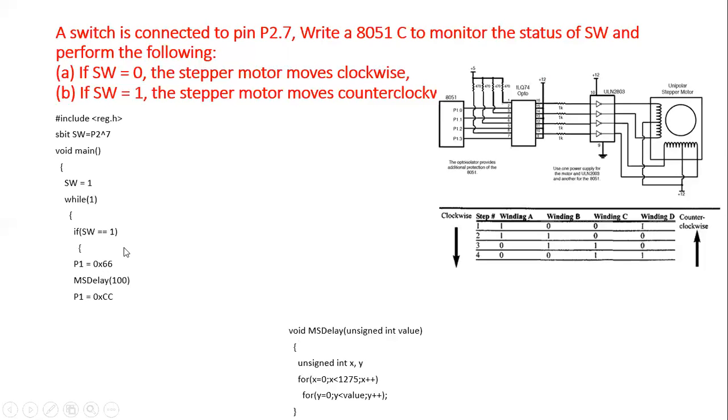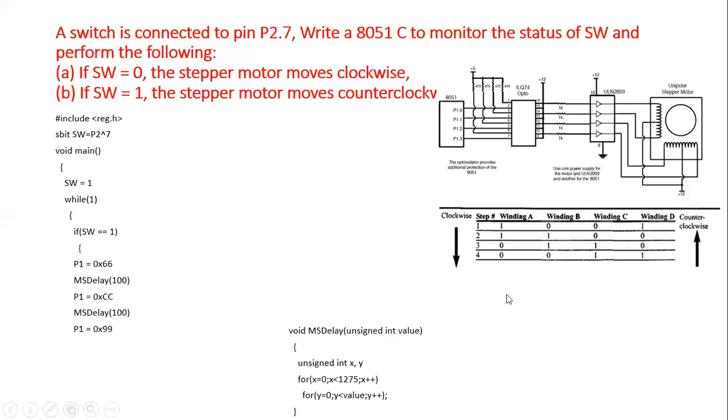You can give it only for the lower nibble also, but still we have given it on both sides. C. Then what do you have to do? Again we have to give a delay, isn't it? After giving a delay, next sequence. What is the next sequence in counterclockwise direction? That is 9, isn't it? So 9 is given here.